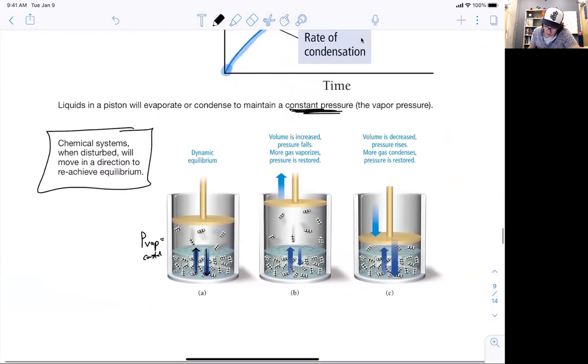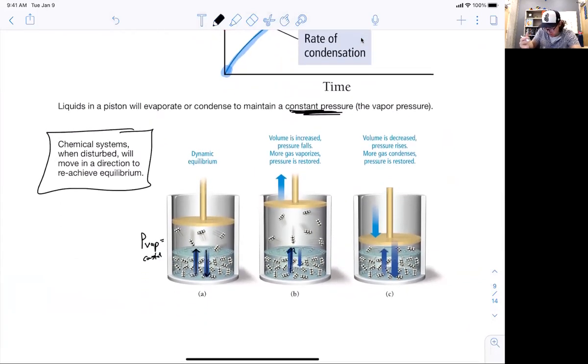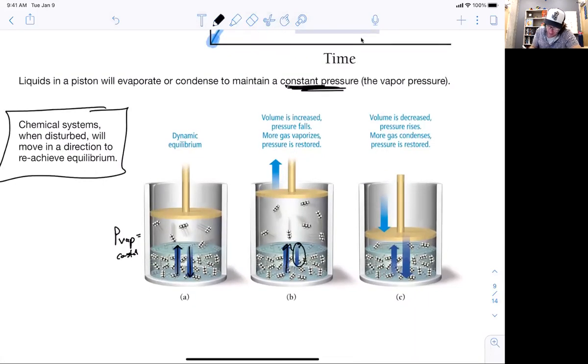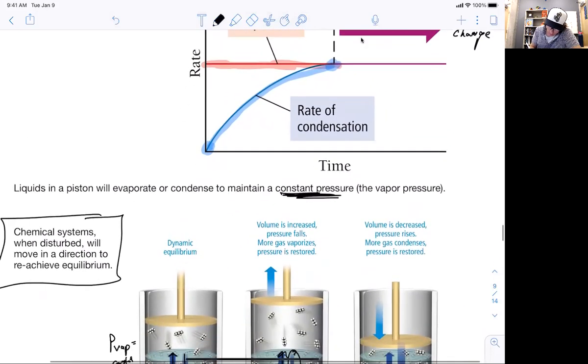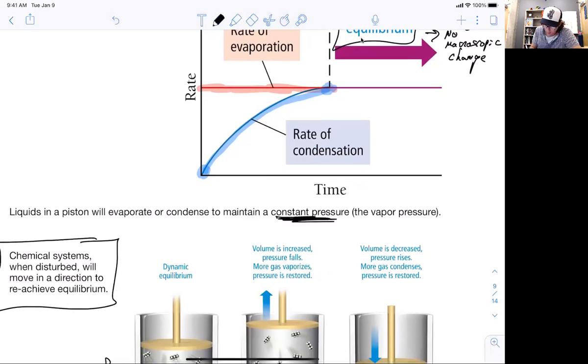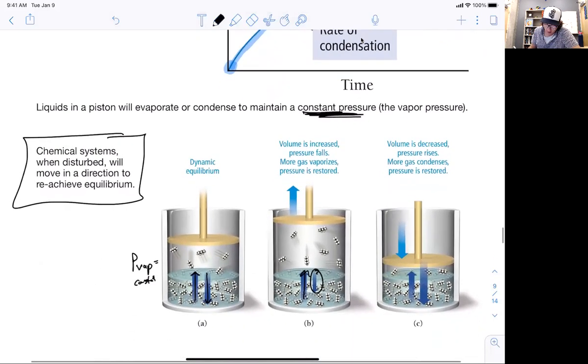But that pressure goes down, and now the rate of evaporation stays the same, but the rate of condensation decreases. So again, they're showing that arrow go down a little bit because there's more room between the molecules. When they collide, there isn't as much driving force for them to reform a droplet and re-enter the liquid phase. So when the volume is increased, pressure falls, more gas vaporizes until the pressure is restored. If you wait long enough, you'll see this.